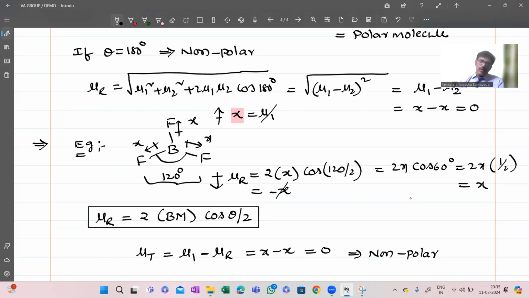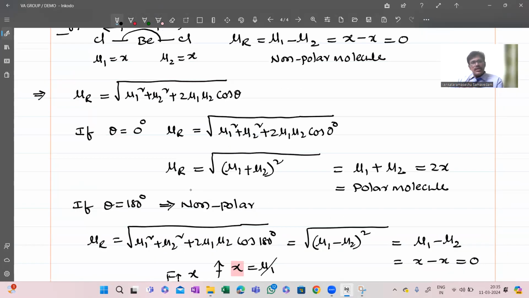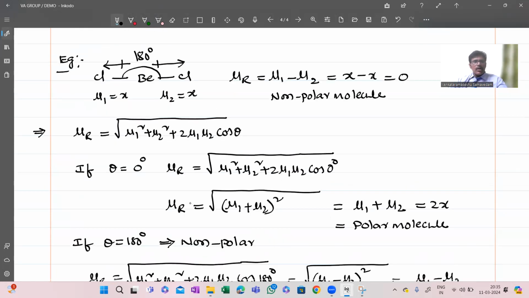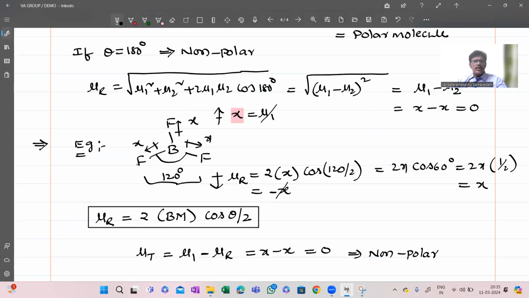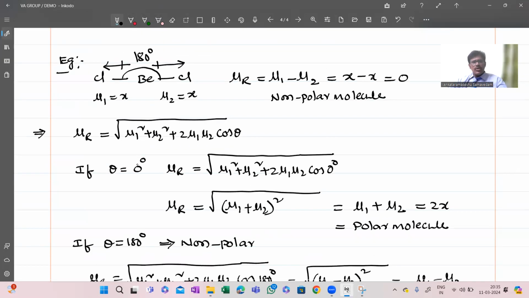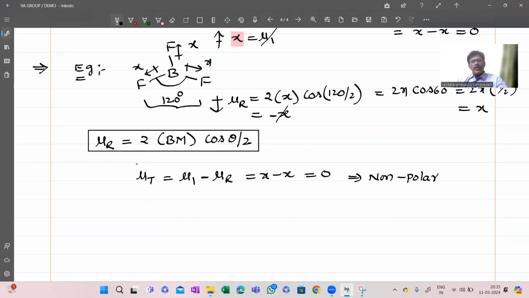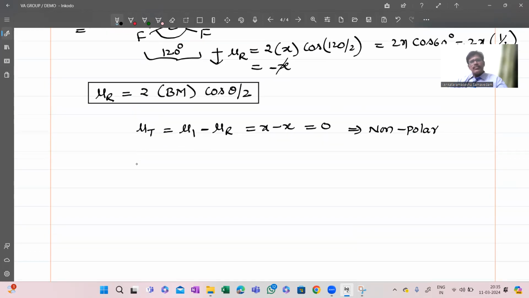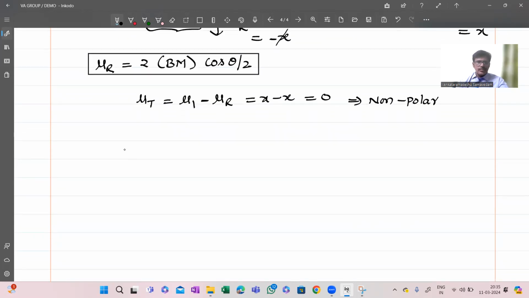So this is another formula we can use to explain the dipole moment. Finally, based on this formula, I can use the resultant dipole moment to say whether the molecule is polar or non-polar. Like that, we can do so many problems using all these concepts. Now I am going to explain a few molecules, their polarity, based on different concepts.